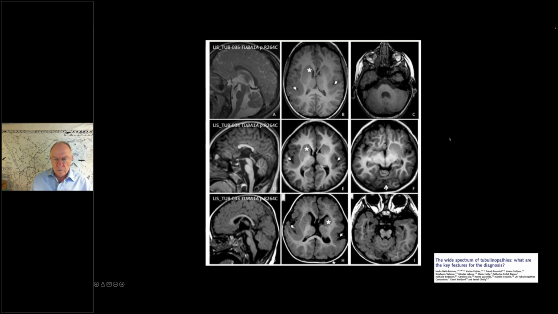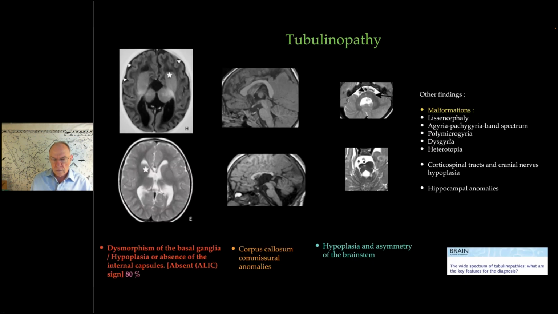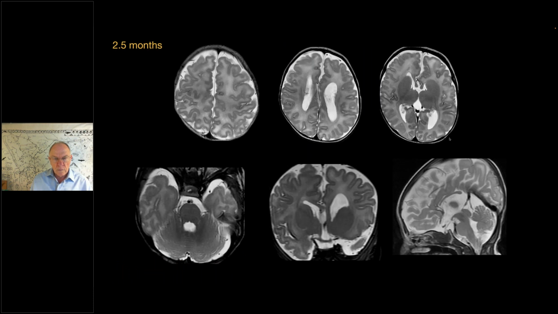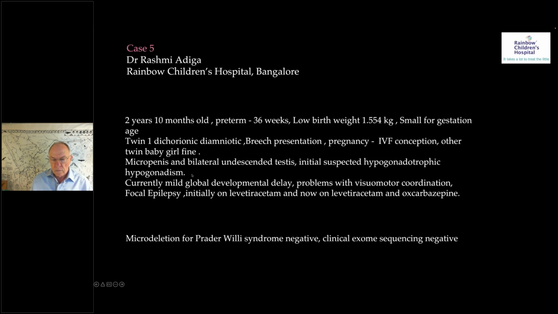So based on the imaging, we had suggested the possibility of tubulinopathy, and I think Dr. Rashmi is further assessing the clinical exome or the whole exome sequences. But I'm not aware of the syndromic association or the systemic findings with tubulinopathy. So at this point, I'll open the case. Yeah, because there are so many other systems involved.